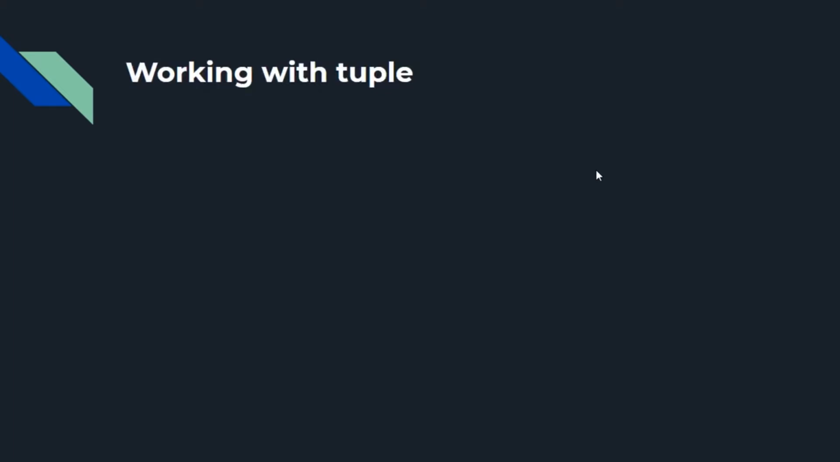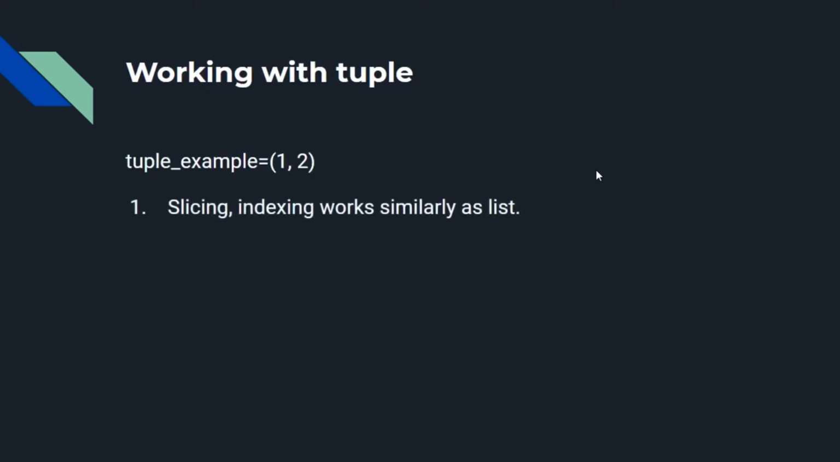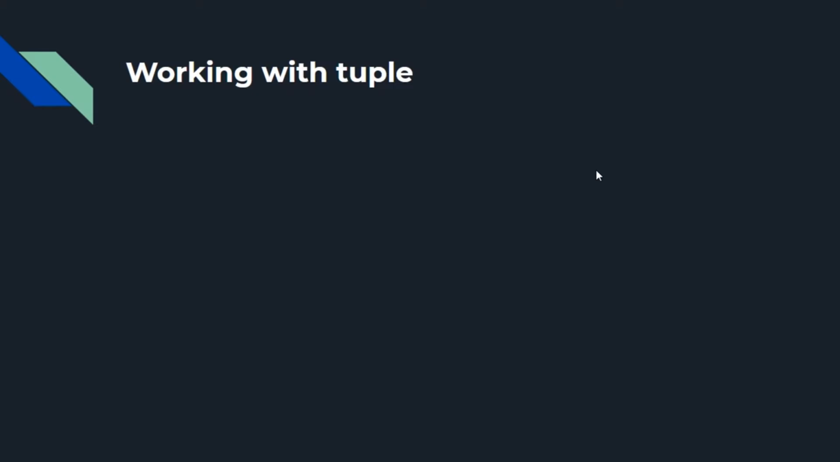So first is tuple. What are tuples? Basically, if you create a list, then lists are mutable. If you want to change any value at any particular index, you can change it. But suppose you want to create an immutable list, meaning no one can change the value at any index. In that scenario you use a tuple.